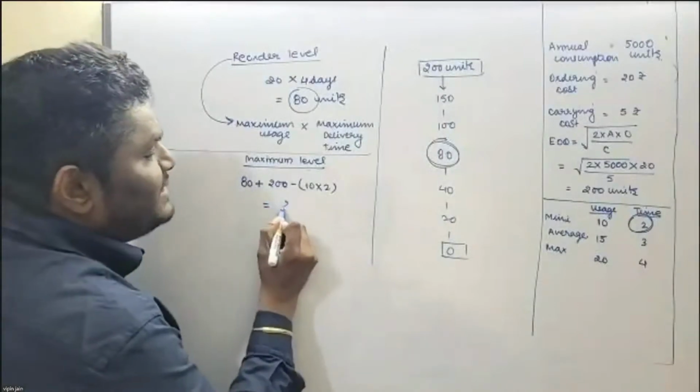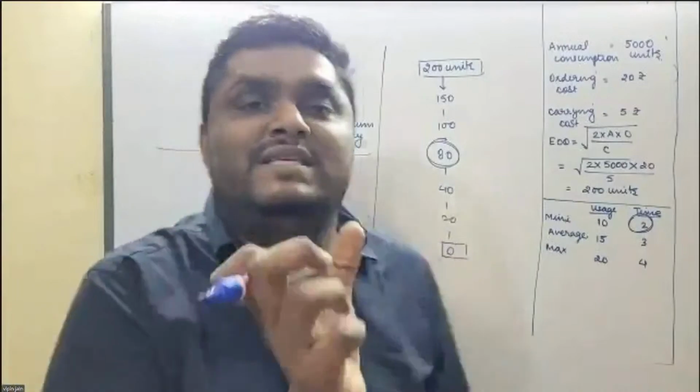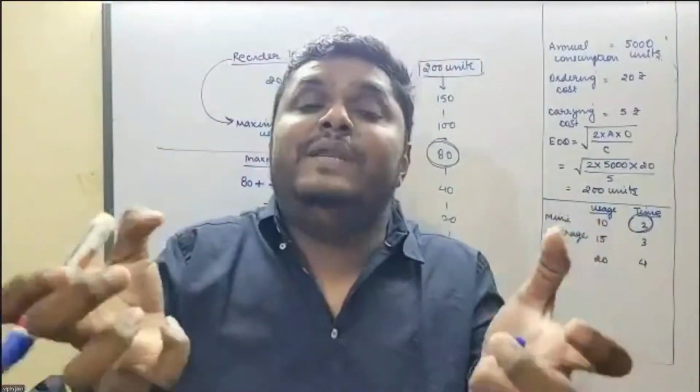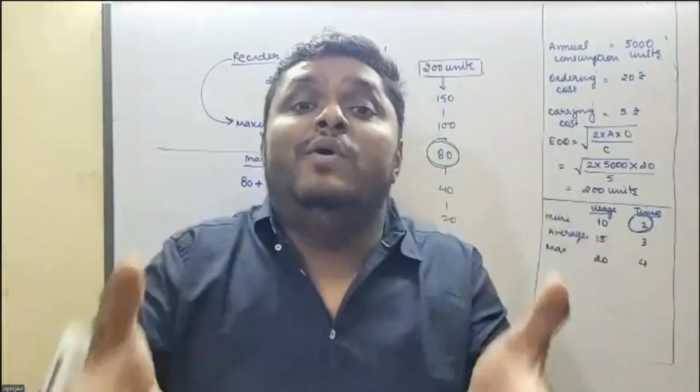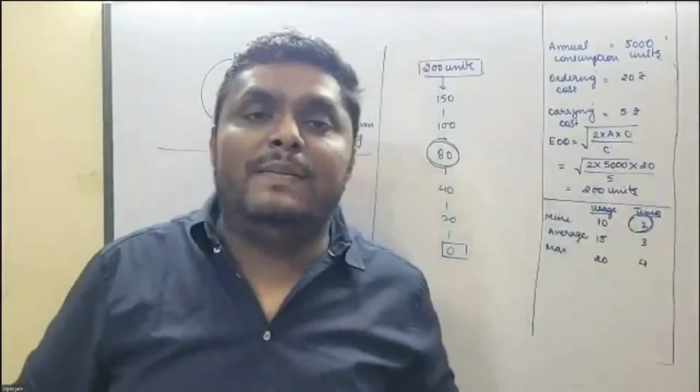So how much should be my maximum level? 260 units. This should be the maximum level that should be set by the management. Why have I deducted the minimum? To get the maximum, we have to deduct the minimum, guys.